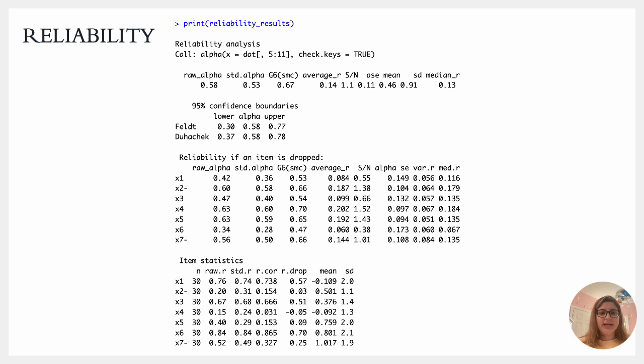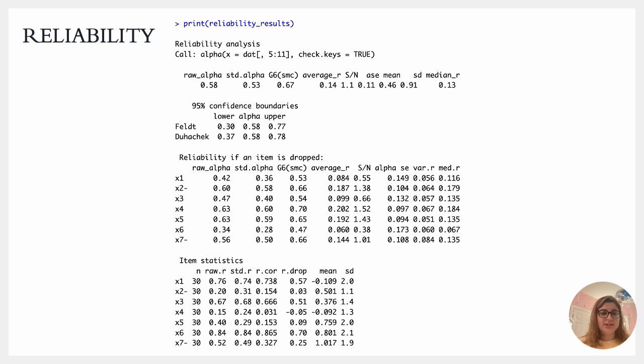And then taking a look at x6, we can see an increase in the raw alpha with a value of 0.34, and that's leading us to conclude that the variables contribute significantly to the internal consistency, and they have a high correlation with the other items. And how we can tell this is because if we take a look at the table below and we take a look at the R drop for X6, there's a value of 0.7. So that's telling us that there's a high correlation.